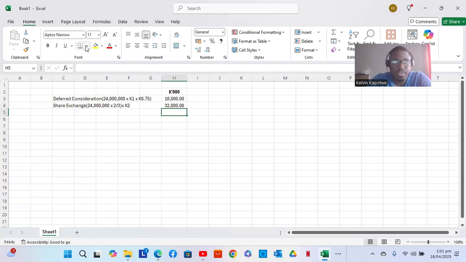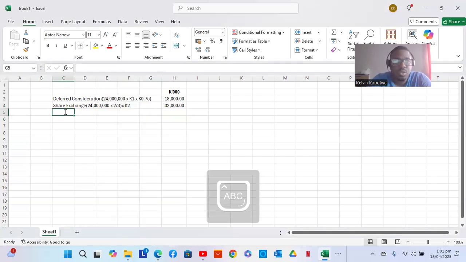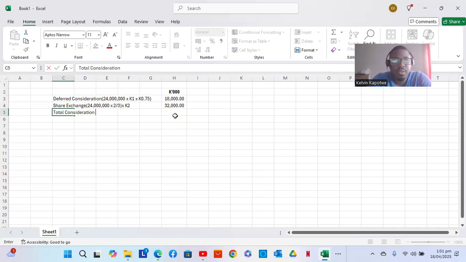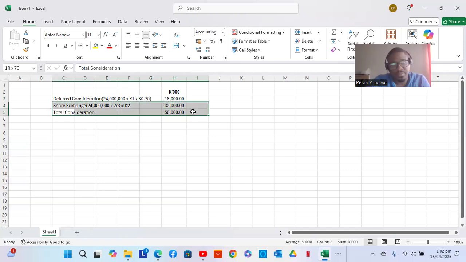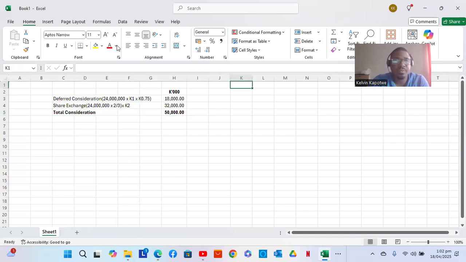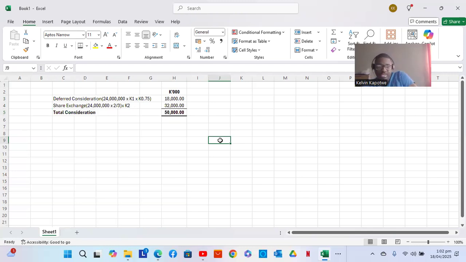So I can then say the total consideration for this transaction is a summation of these two here. This is the total consideration. So to acquire the subsidiary, the parent spent that. The parent spent 50,000. So that is the consideration price there. I hope we are clear up to that level.